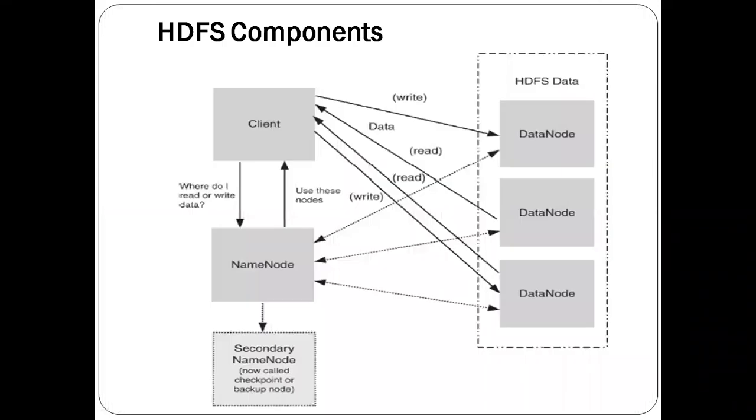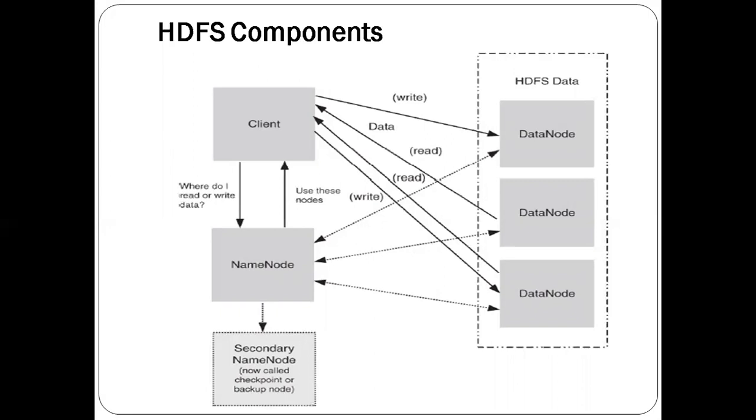This is the architecture of HDFS. Here you can see there are mainly four components: client, name node, secondary name node and data node. This HDFS architecture works like a master-slave architecture, that is, name node works like master, data node works like slave.